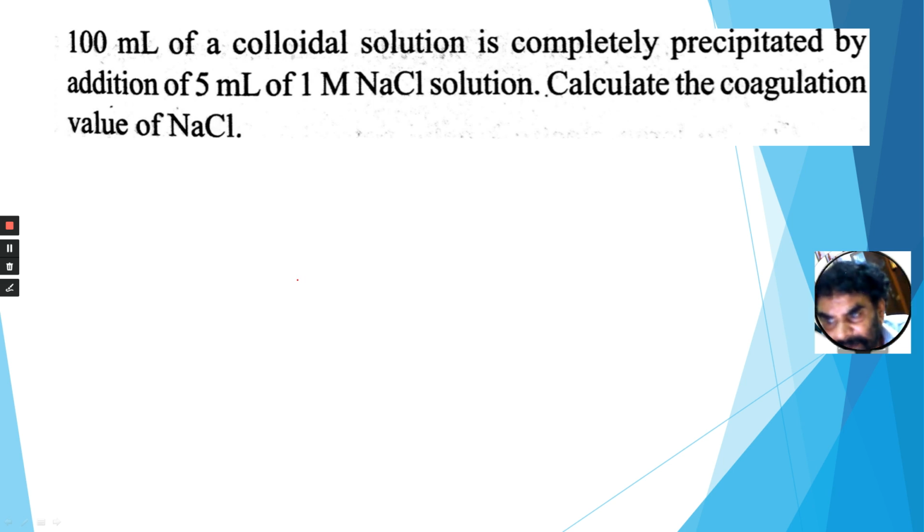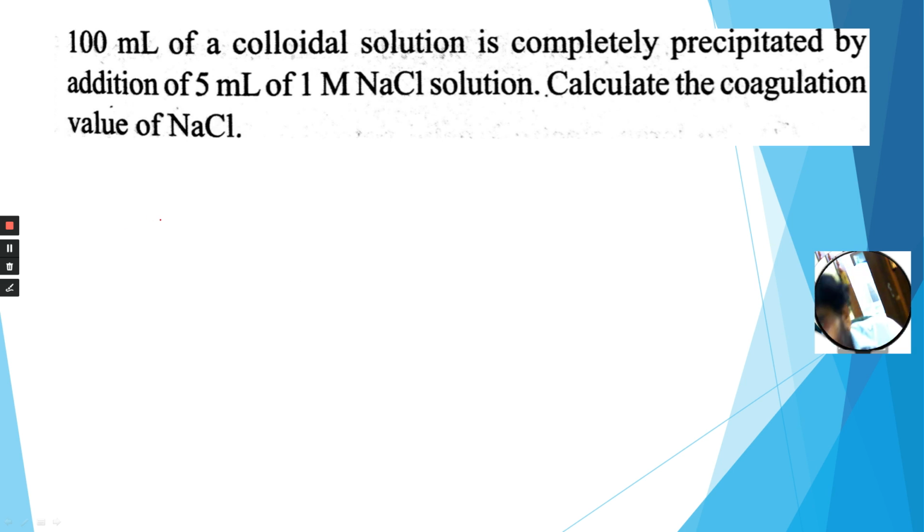In this problem, 100 ml of the colloidal solution is completely precipitated by the addition of 5 ml of 1 molar sodium chloride solution. Calculate the coagulation value of the sodium chloride. What is the coagulation value? First of all, the millimoles of the electrolyte to be added to 1 liter of the given colloidal solution to carry out the complete coagulation in 2 hours.